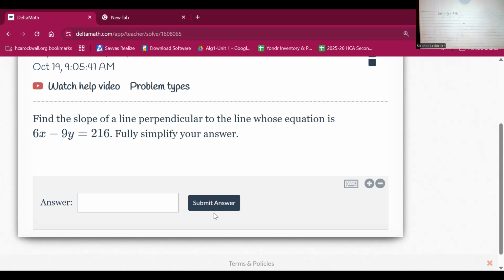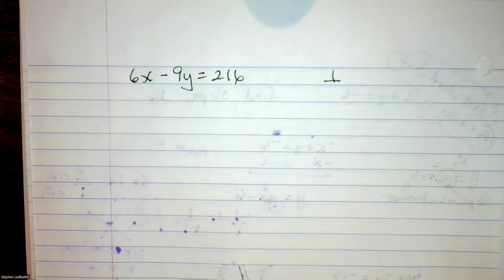All right, let's go back. And it does say perpendicular. I'm going to go ahead and say that, and we're wanting the slopes perpendicular. All right, so here we go. Okay, so here's the problem.